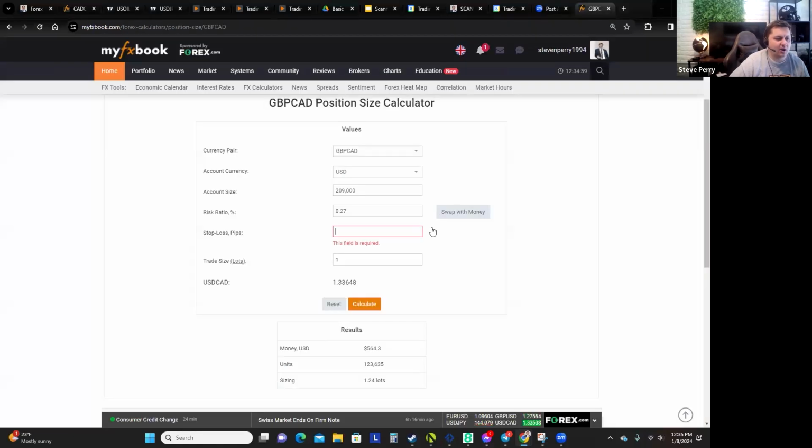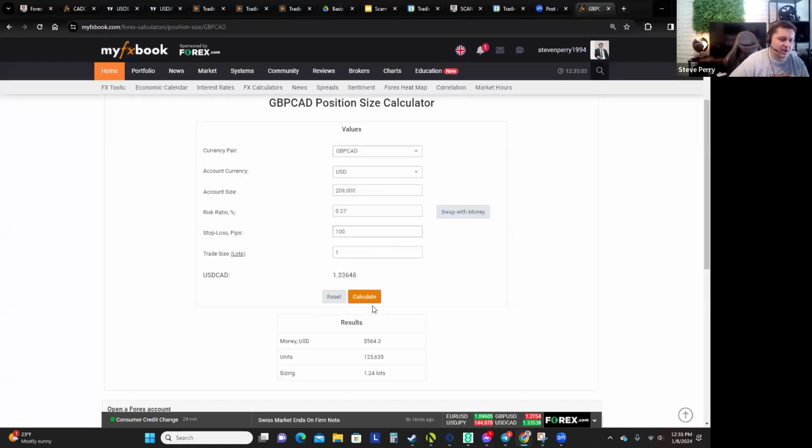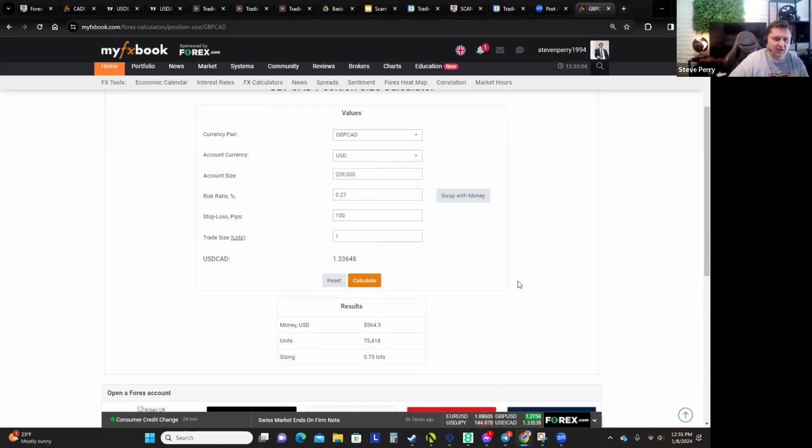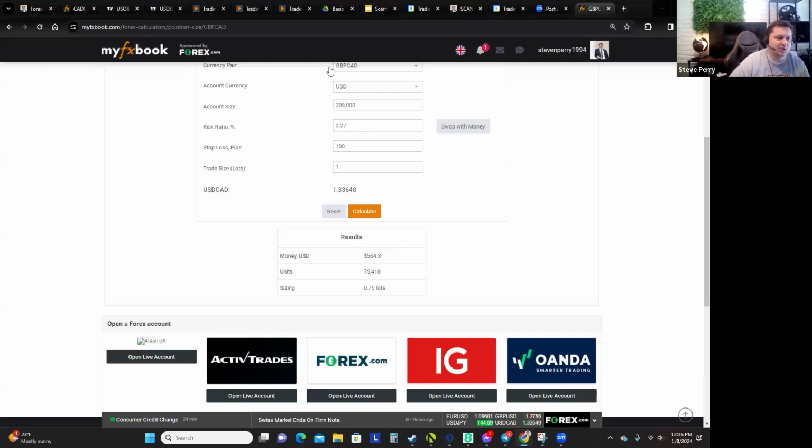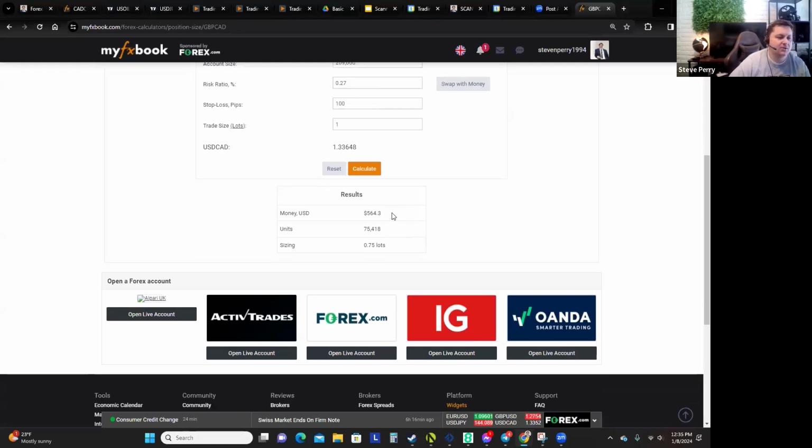Okay. So now I come over here and I change this to 100 and then I click calculate and that's going to give me my lot size, right? So this is basically saying, assuming the pound CAD on this account with this stop loss and this risk ratio, this is what you're risking per trade, and this is how much your lot size needs to be to accommodate that. Okay, so that's 0.75. So now I'm ready to go.